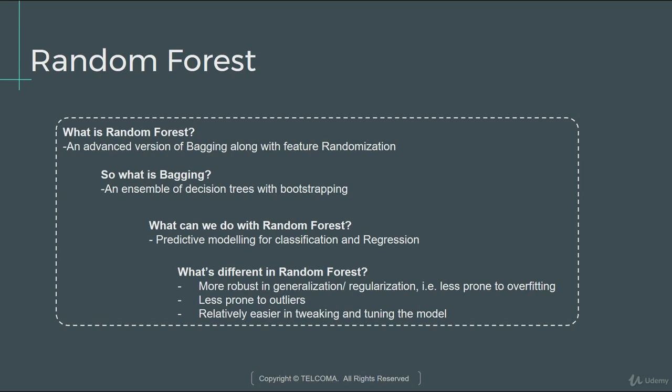So here we technically have two levels of randomization. The first level is definitely in the training data set, where we do bootstrap aggregation, and the second level is in the feature selection. Let's say you have 100 rows and around 10 columns. 10 columns would represent 10 features.